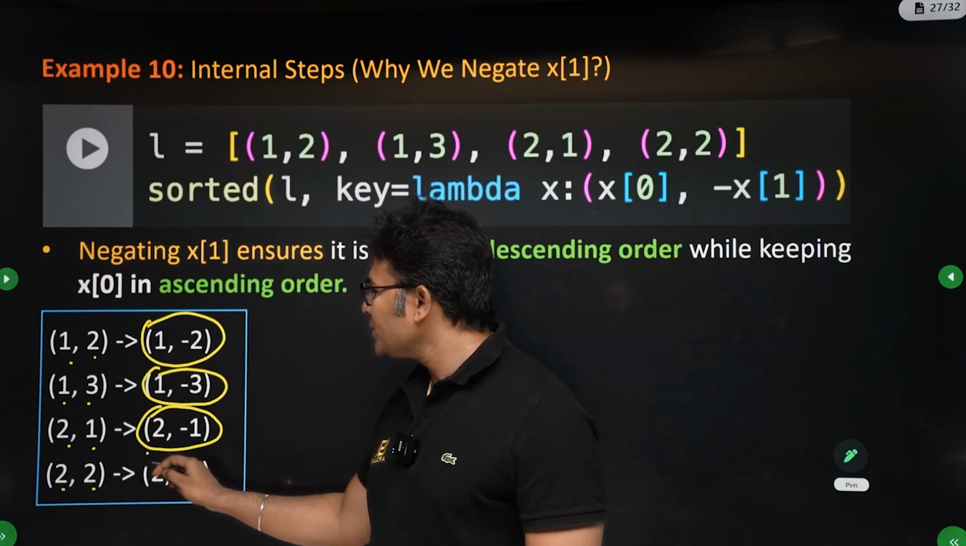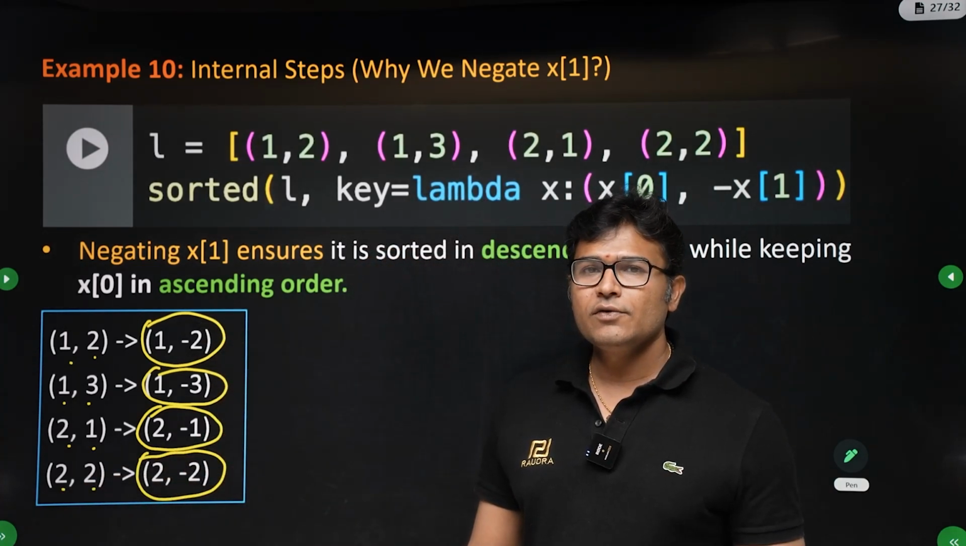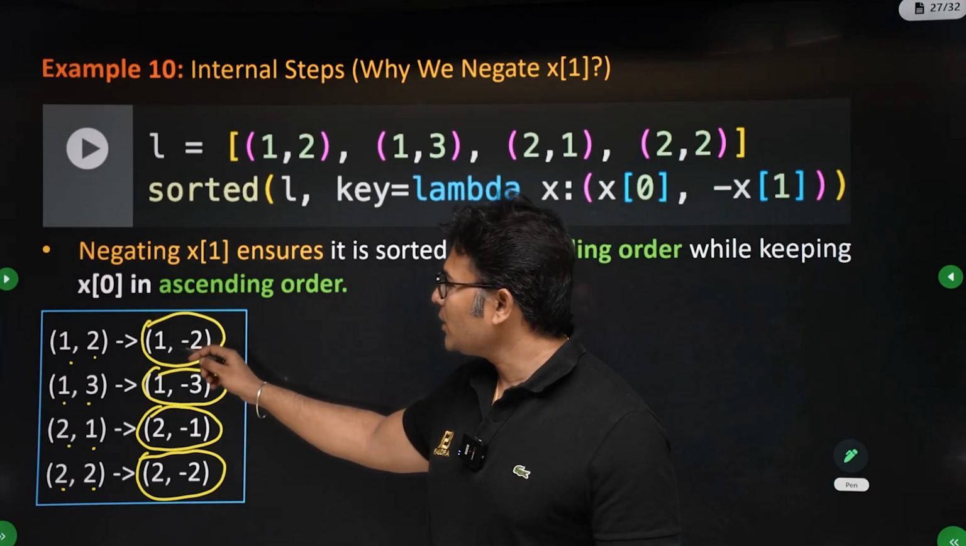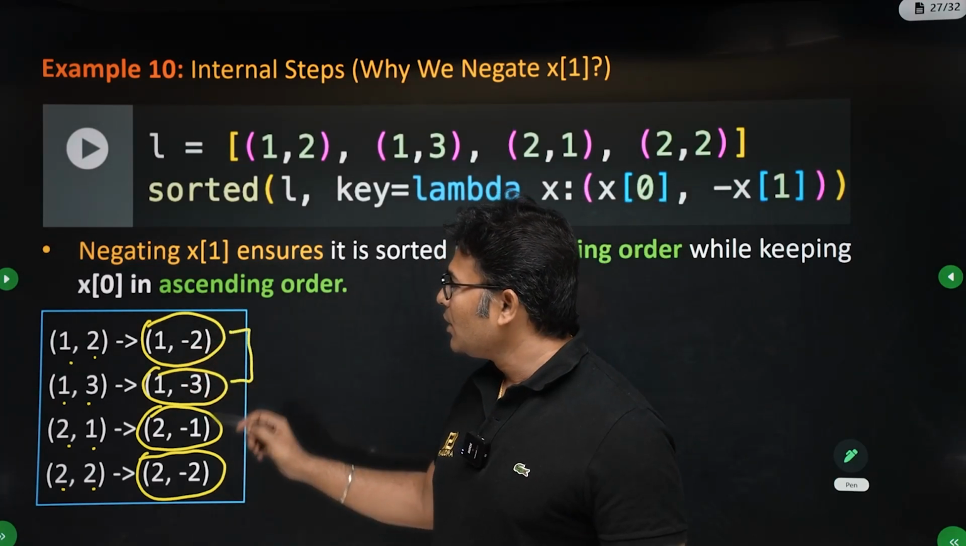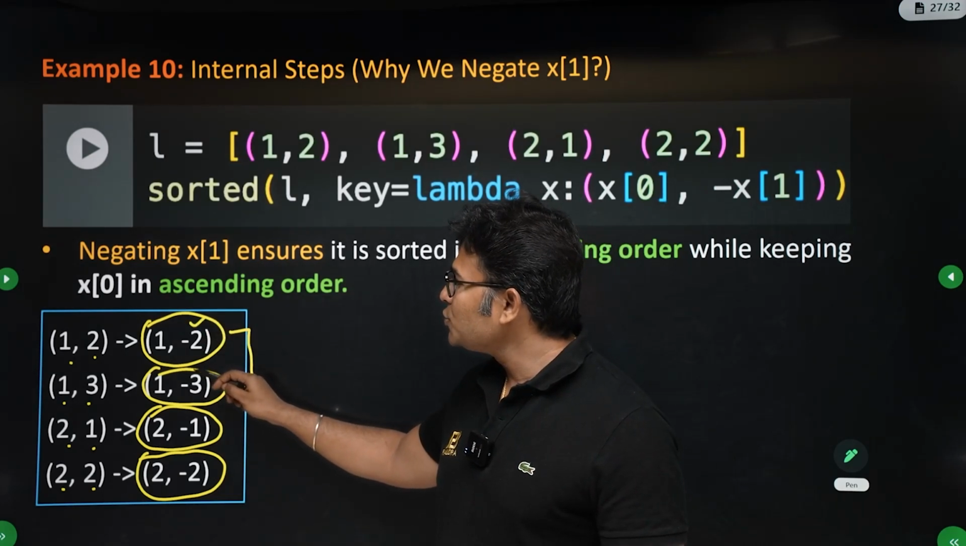For 2 comma 2 it is returning 2 comma minus 2. Now all of them are going to be sorted based on the first value first. So based on 1, these two have to come first. Now which one has to come first? That will be in the ascending order of minus 2 and minus 3.